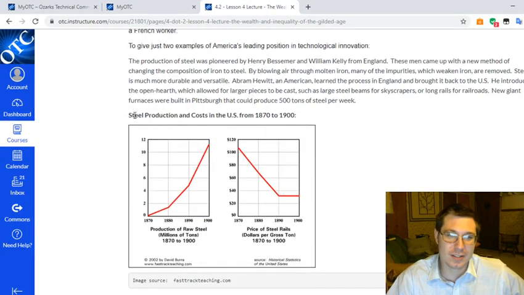And for this reason, we see steel production and costs in the US had big changes during the Gilded Age. The production of raw steel went from maybe as little as 100,000 tons per year to over 10 million tons per year. So, 100 times the amount of steel production. And then the cost per ton of steel dropping from about $110 per ton to about $30 per ton.